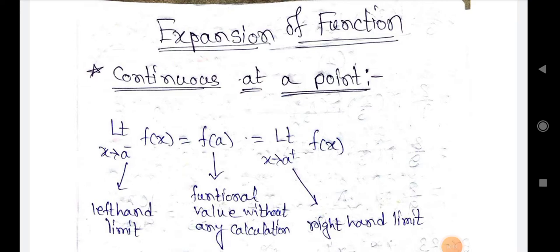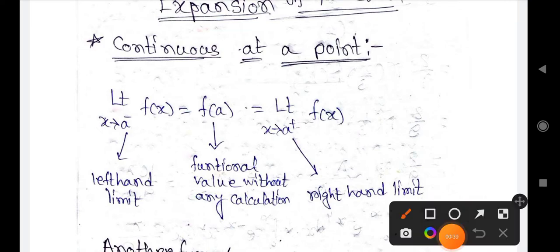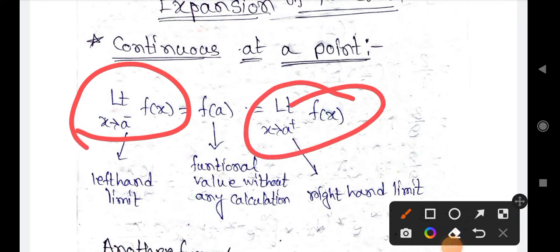Let's start. Expansion of function. Continuous at a point. When we say the function is continuous at a point, when the limit x tends to a minus f(x) equals f(a) equals the limit x tends to a plus f(x), where this is the left hand limit, this is the right hand limit, and this is the functional value without any calculation.